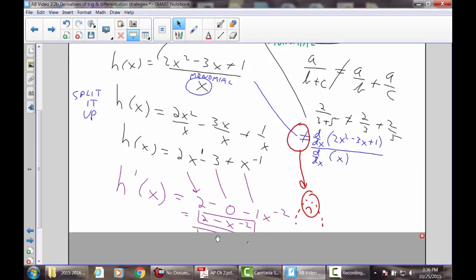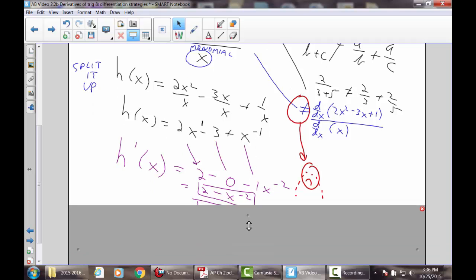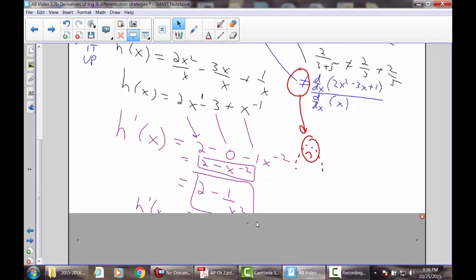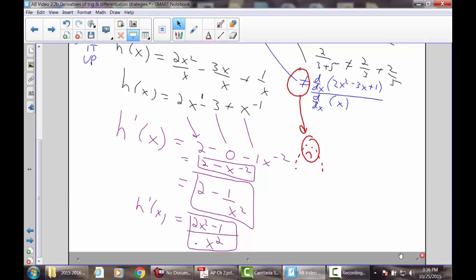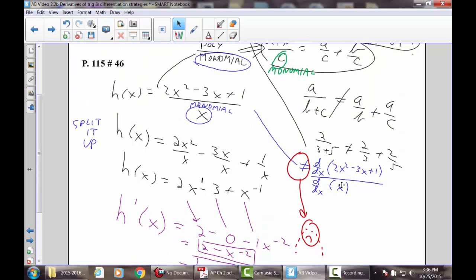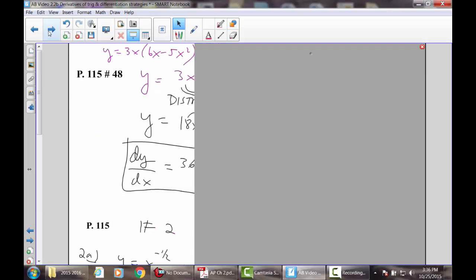Derivative of 2x is 2. Derivative of negative 3 is 0. And the derivative of x to the negative 1 is negative 1x to the negative 2, which gives you that expression, or there it is as a single fraction. Okay, so do be careful. Do not think that you can take the derivative of the numerator over the derivative of the denominator. That is wrong.